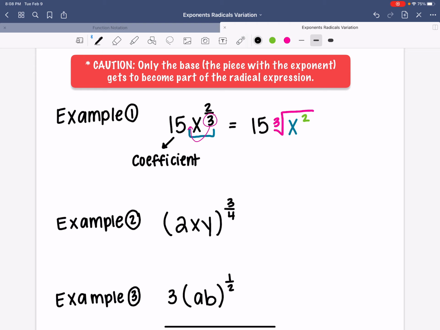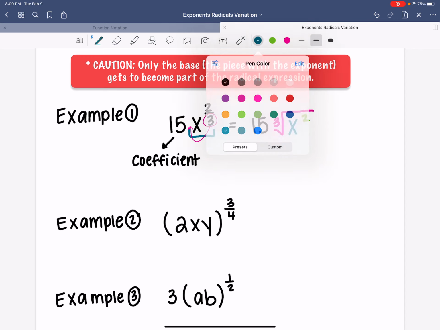All right, let's try another example. In this example, we have several things that have the exponent. So all of these things that are grouped by the parentheses, they all get the exponent 3/4. So they all get to go underneath the radical.